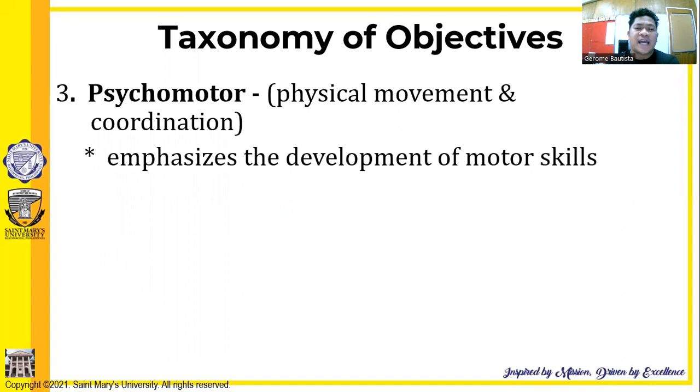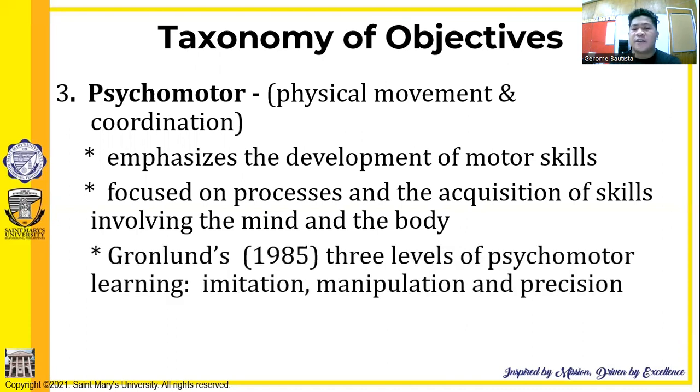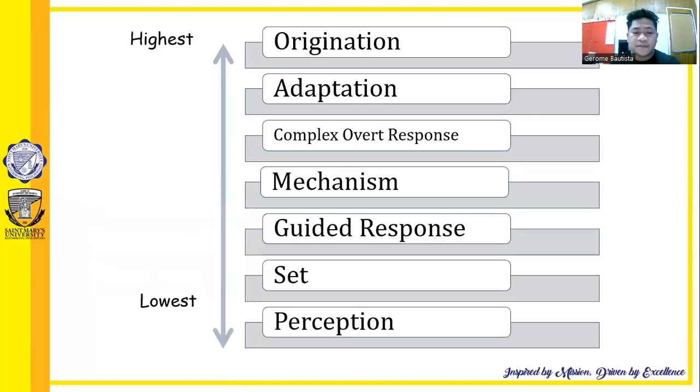Here, it emphasizes the development of motor skills, which involves the development of body parts: the gross motor skills, the fine motor skills, locomotor, non-locomotor, manipulative skills, anything that has something to do with the development of physical movement and coordination. It is focused on the processes and acquisition of skills involving the mind and the body. And according to Grönlund, there are three levels of psychomotor learning: imitation, manipulation, and precision.